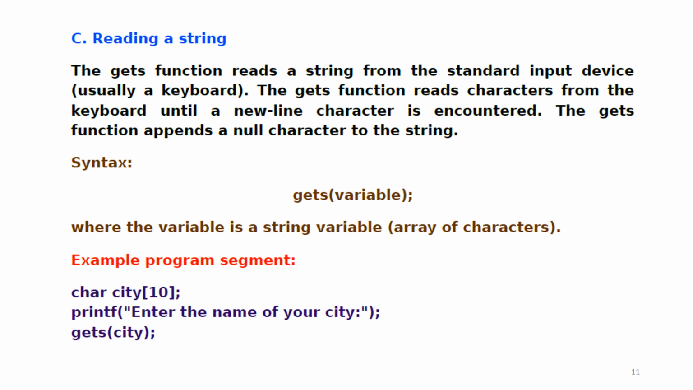An example program segment is shown here. The string variable should be declared as a character array. Please note that the parameter inside the gets function is the string variable. The gets function reads the city name you enter through the keyboard until a newline character is encountered. That is, the gets function reads from the keyboard until you press enter.